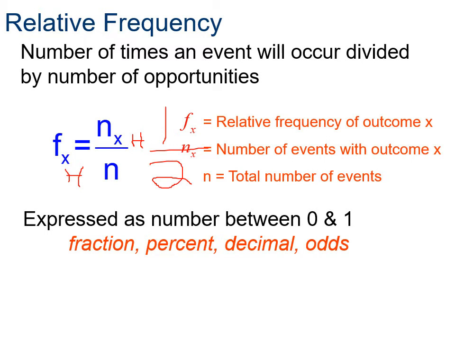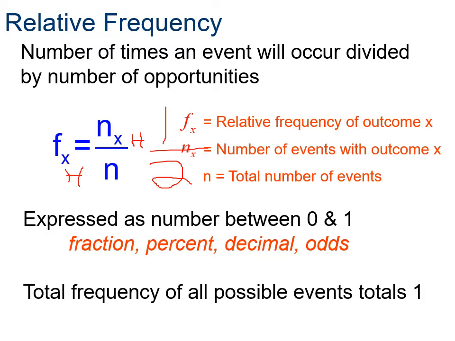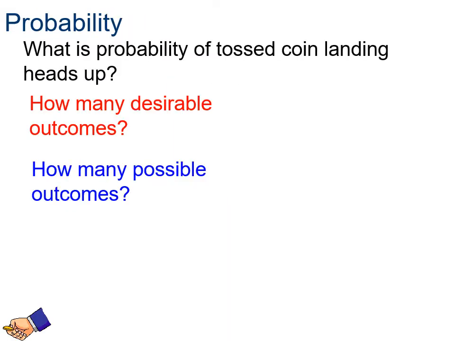Again, it has to be a number between 0 and 1. We can write it as a half, we can write it as 50%, we can write it as 0.5, or we can write it as 1 to 2 odds, either way. If we were to add up half for heads, half for tails, again, they have to add up to 1.